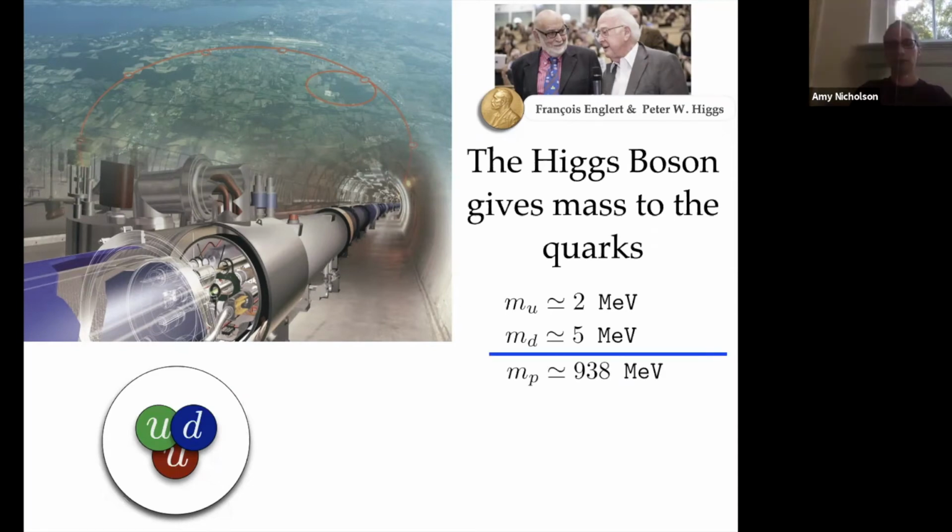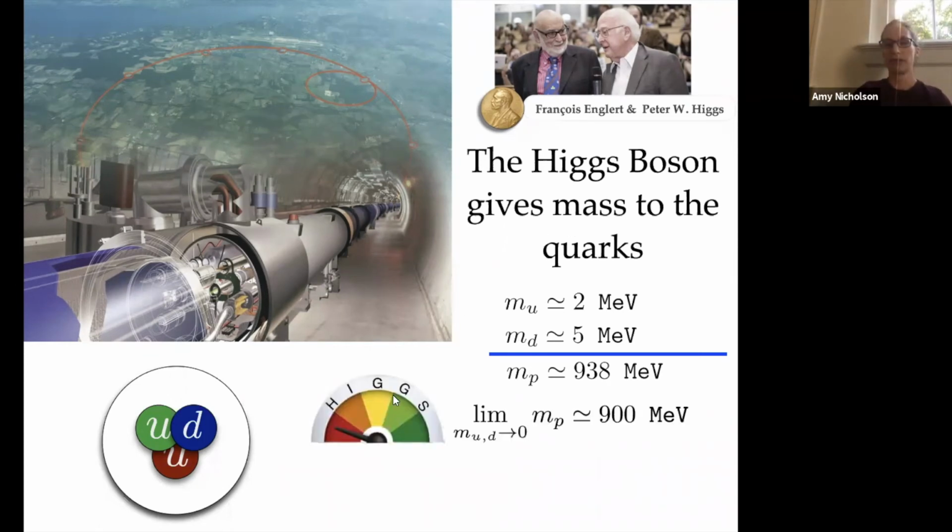And what you find from experiment is that the mass of the proton is 938 MeV, which is nowhere near what you would get by just adding up the masses that come from the masses of the quarks, which are given to them by the Higgs boson. You can even go further. I'm a theorist, so I can say, I'm going to turn my Higgs field off. I'm going to say that my quarks have no mass at all. And even in that limit, where you have completely massless particles, the mass of the proton is still 900 MeV.